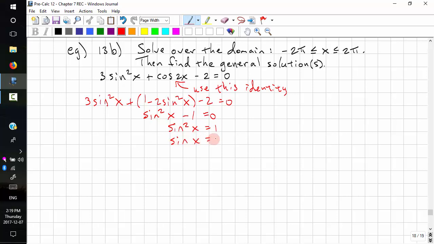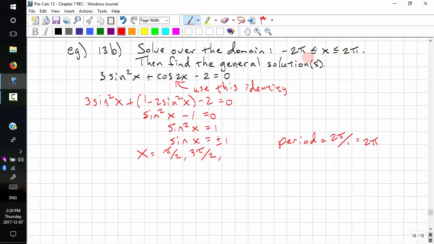Sine x equals plus or minus 1. This is a special ratio. The period is 2 pi over b, which is 1. So that's 2 pi. Remember, this is min or max, and we have the period being 2 pi. And for min or max, we don't need to do the quadrants. We just need to look at the chart or remember the angles. And this is pi over 2 and 3 pi over 2. And these are our two positive answers.